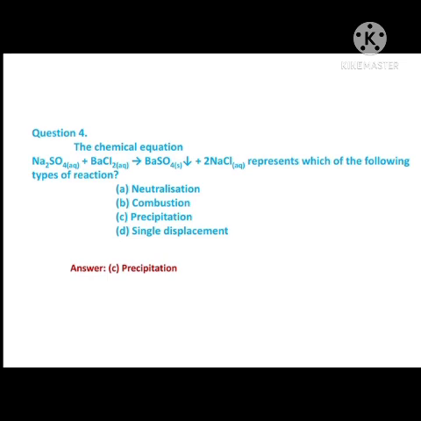Precipitation reaction means when aqueous solutions of two components are mixed, if they react to form an insoluble compound, that is called a precipitation reaction. Here, the insoluble compound is barium sulfate. So, this is a precipitation reaction.